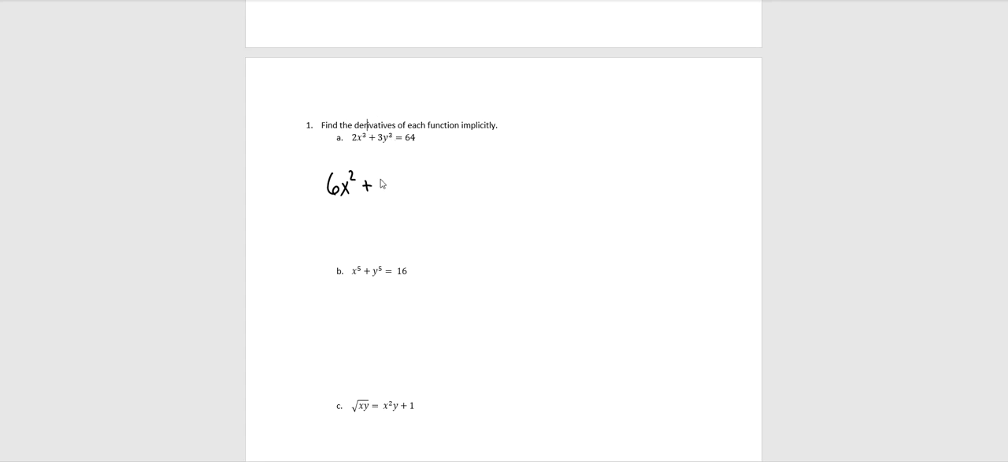So we'll have 3 times 3, which is 9. Y, subtract 1, right? 9y squared times the derivative of the inside. Because I took a derivative that involved y, I have to have dy dx, and that equals 0. So we'll have 9y squared dy dx equals a minus 6x squared, and dy dx equals minus 6x squared over a 9y squared, and we will rewrite that simplified version of minus 2x squared over 3y squared.